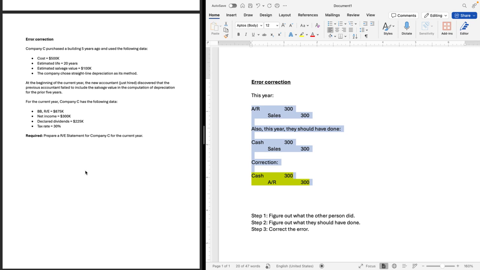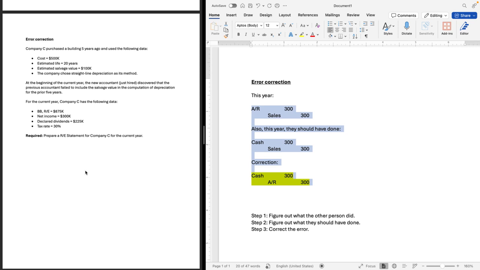Now, in the problem on Blackboard, which I have on the screen, it's a little bit different. Company C purchased a building 5 years ago and used the following data. And they're basically using depreciation, which we talked about in class on how to do straight line depreciation. Now it says they bought it 5 years ago.